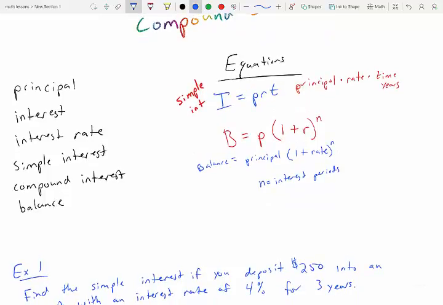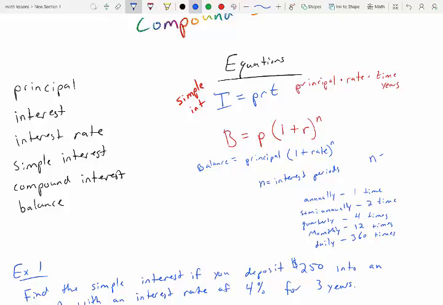So the things we're going to need to know are annually is once a year. Semi-annually is 2 times, twice a year. Quarterly is 4 times a year. Monthly, 12 times. And daily is actually not 365, it's 360 times. And we get n by doing one of those times our years. So if we do it semi-annually for 4 years, semi-annually is 2, and then 4 years, so my n equals 8. So now we have a few examples we're going to go through.